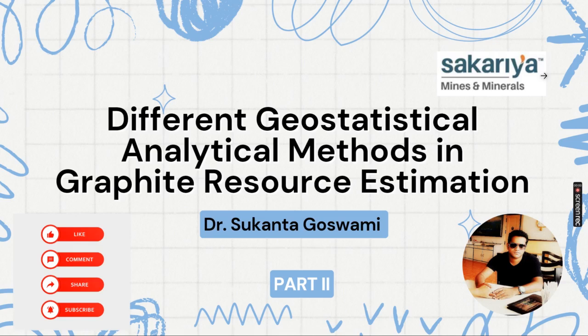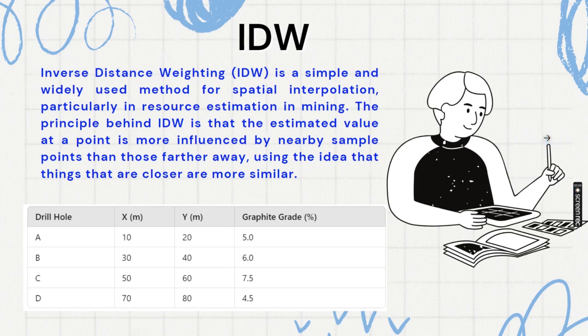So this is part 2 of the different geostatistical analytical methods in graphite resource estimation. In part 1, as you have seen, we discussed variography, then kriging. In this part, the remaining two major processes we'll discuss. First one is IDW, inverse distance weighting, and another one is simulation. Different types of simulation are very much important, and for that machine learning is very much essential.